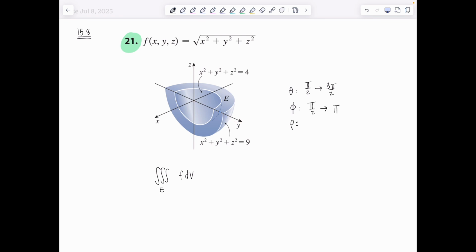Good? And then rho, you can do the same thing where you draw the little arrow outwards from the origin. Where does it start? 2 up until 3. Good.